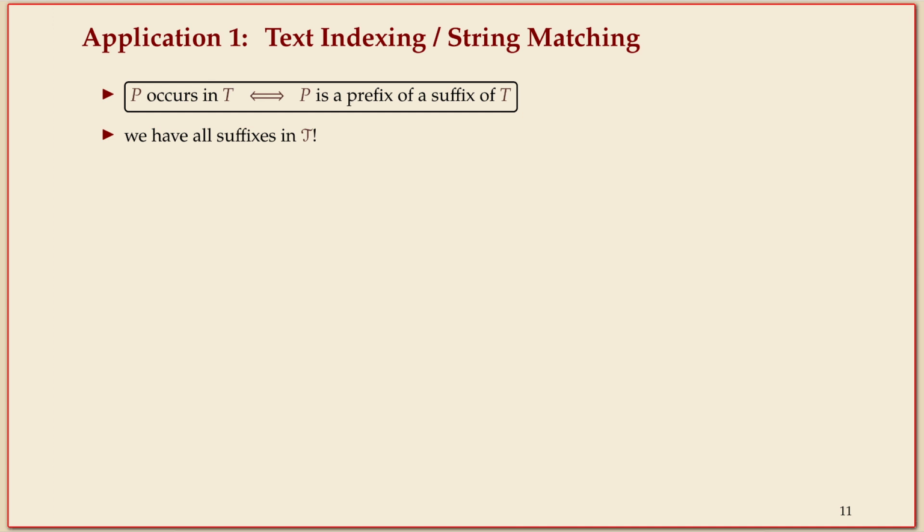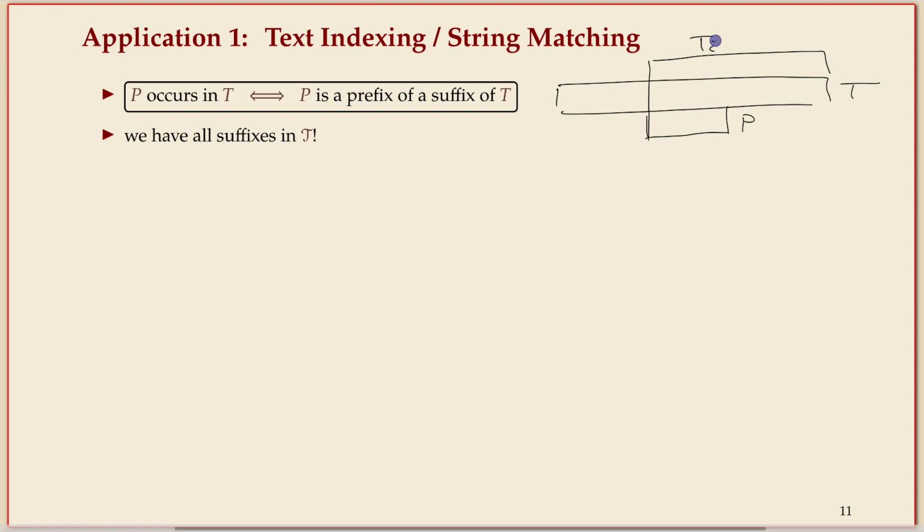So what's the connection between a collection of all suffixes and pattern matching or string matching? The reason is just if a pattern P occurs in the text T, then it is a prefix of a suffix in T. That's just throwing some fancy words around. So if that's our text T and we have our pattern occurring somewhere, then there's a suffix of the text starting here. That's some T_i, where P is a prefix, occurs at the beginning.